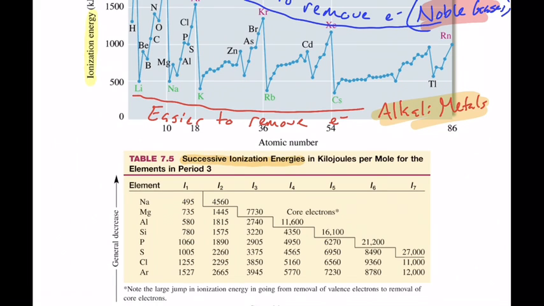Successive ionization energies show every time I remove an electron. So I remove the first electron, I remove the second one. It gets harder every single time you remove an electron. And there's a point where it gets really difficult. So highlight this word, core electrons. There's outer electrons and there's inner or core electrons. Core electrons are not valence electrons. Outer electrons are what we call valence electrons. So it's easy to remove, easier to remove, valence electrons.